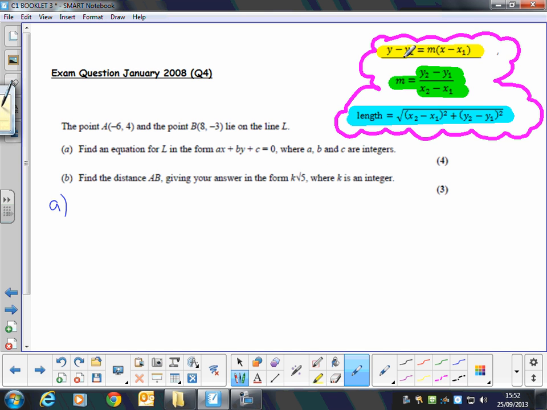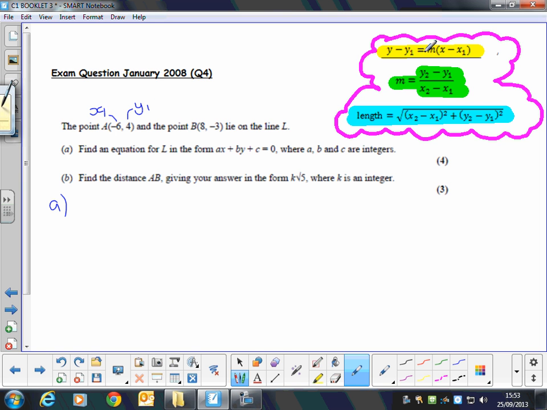For this formula, we need x1, y1, and m. Your x1 and your y1 are the coordinates for your point. We've got 2 points here, so we can pick either one of those. I'll pick the first one. This will be my x1, minus 6, and my y1 will be 4.